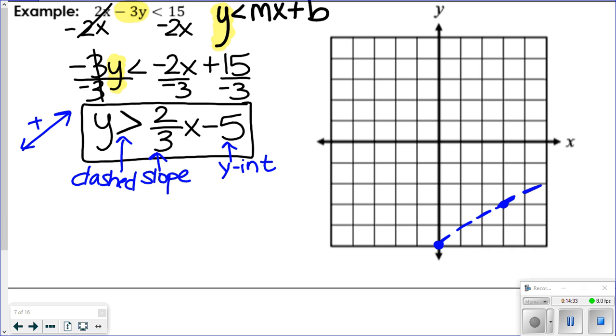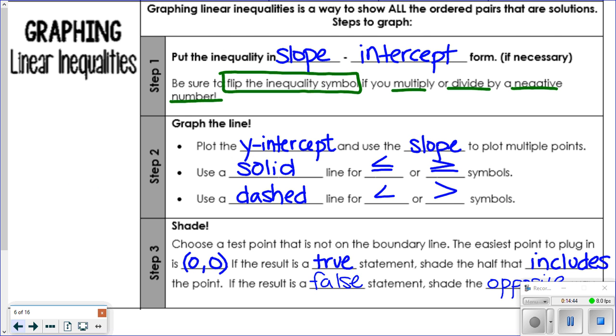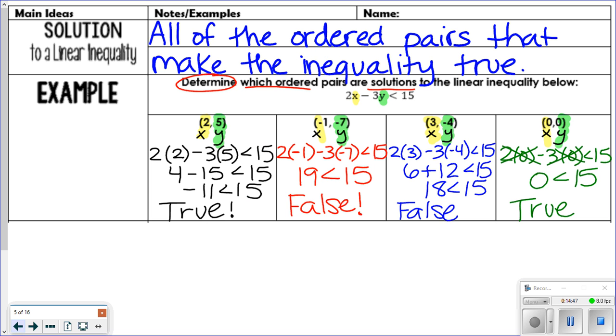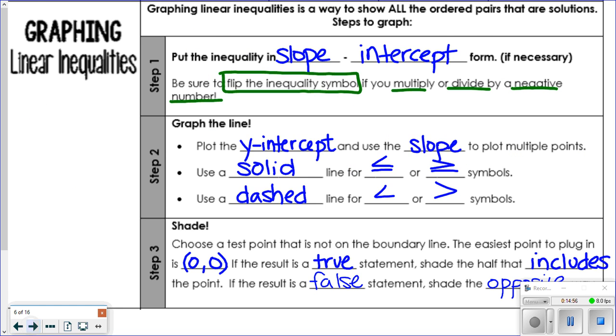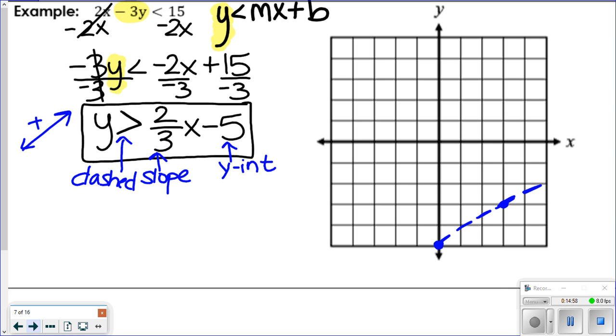So I've done step 1 and step 2. Now step 3 says choose a test point not on the boundary line to figure out where to shade. Well, we actually already plugged in all of these points. So 2, 5 is a solution. 0, 0 is a solution. Okay, but let's practice again plugging these in. So 0, 0 was an answer and 2, 5 was an answer. But let's practice one more time how we do that.